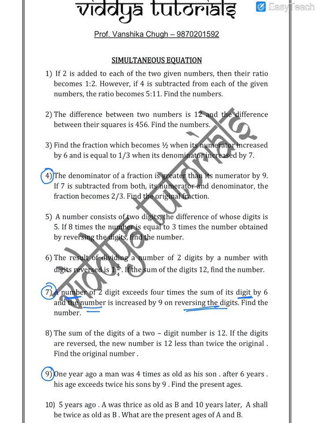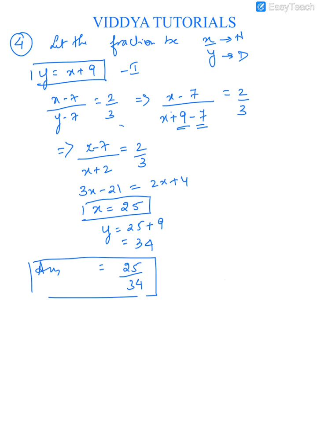The last sum which I will be doing is an age sum. Sum number 9. 1 year ago, a man was 4 times as old as his son. After 6 years, his age exceeds twice his son's age by 9. Find their present ages. Whenever I do an age sum, I ask the students to frame a table.